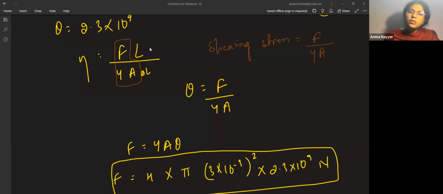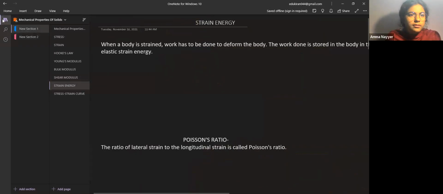Harsha was getting an answer also, no? 2.59 into 10 to the power 8 Newton. Okay. Please, someone else also, let me know what's your answer coming.